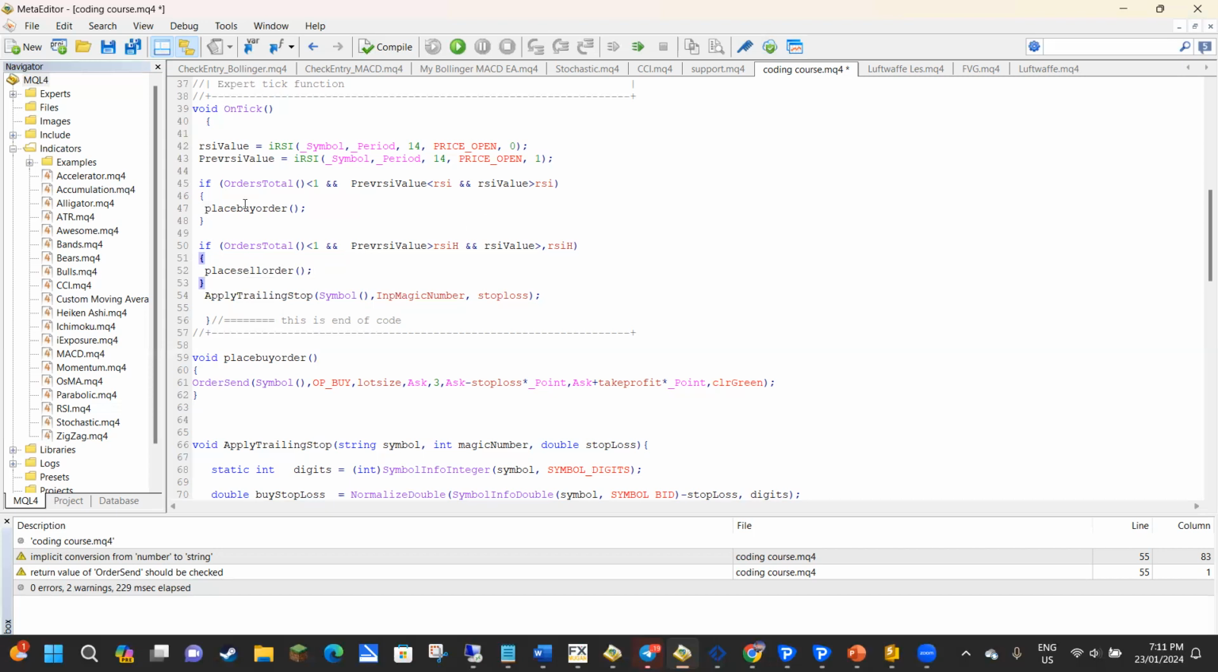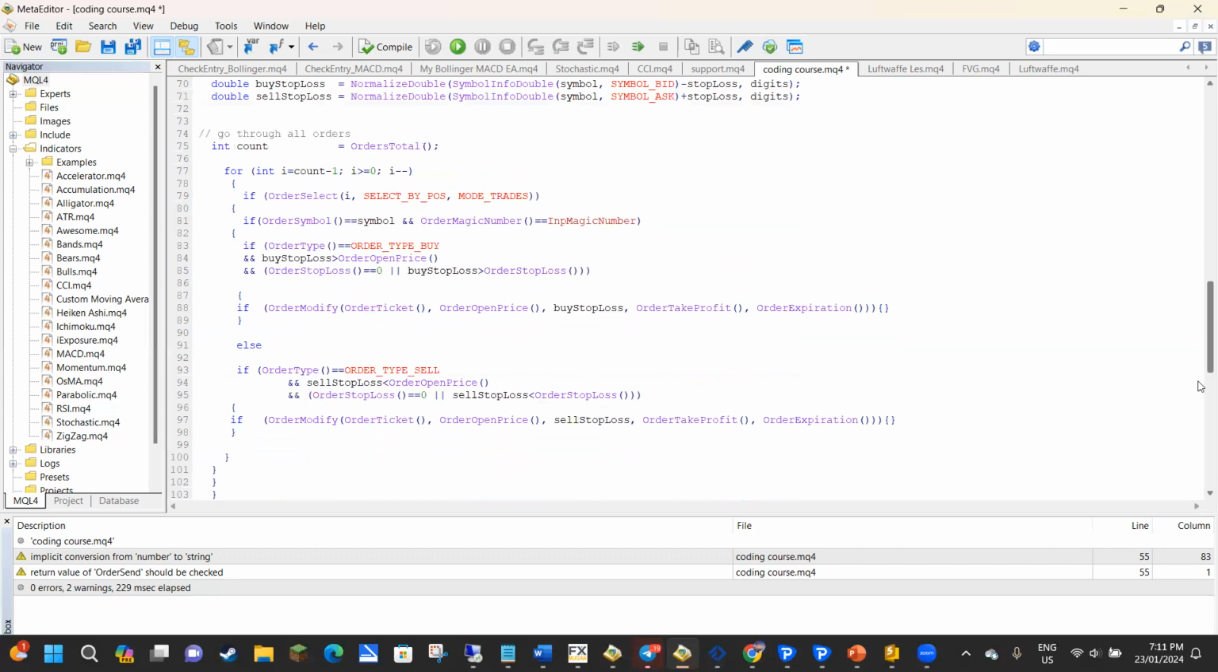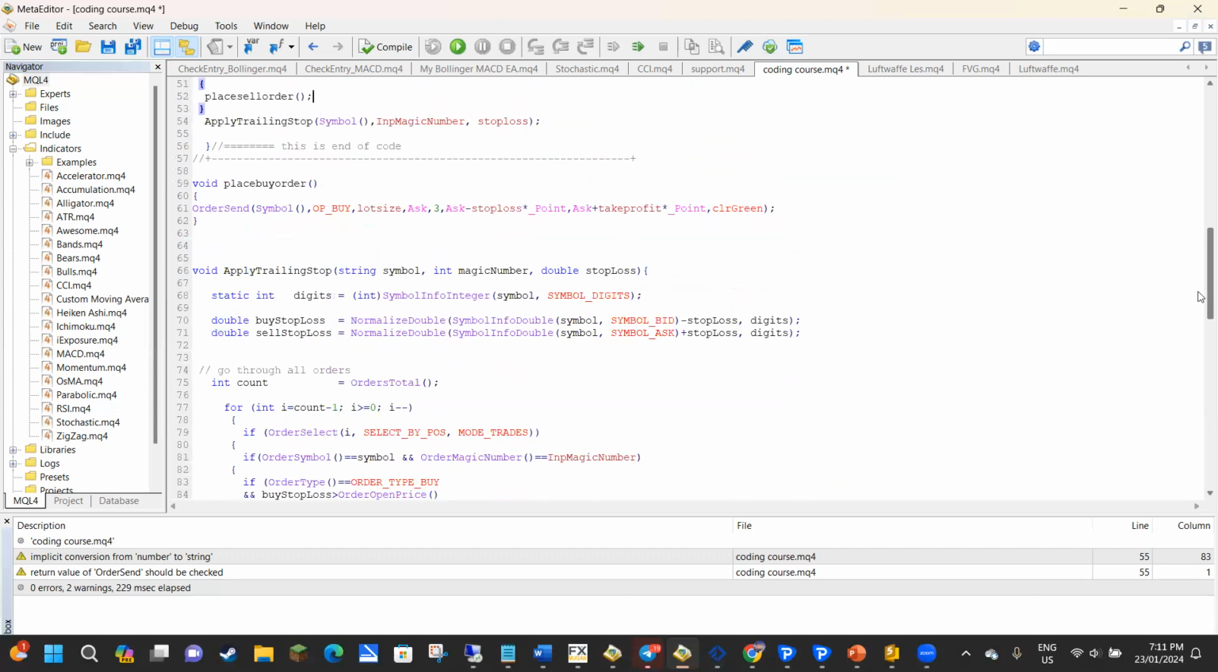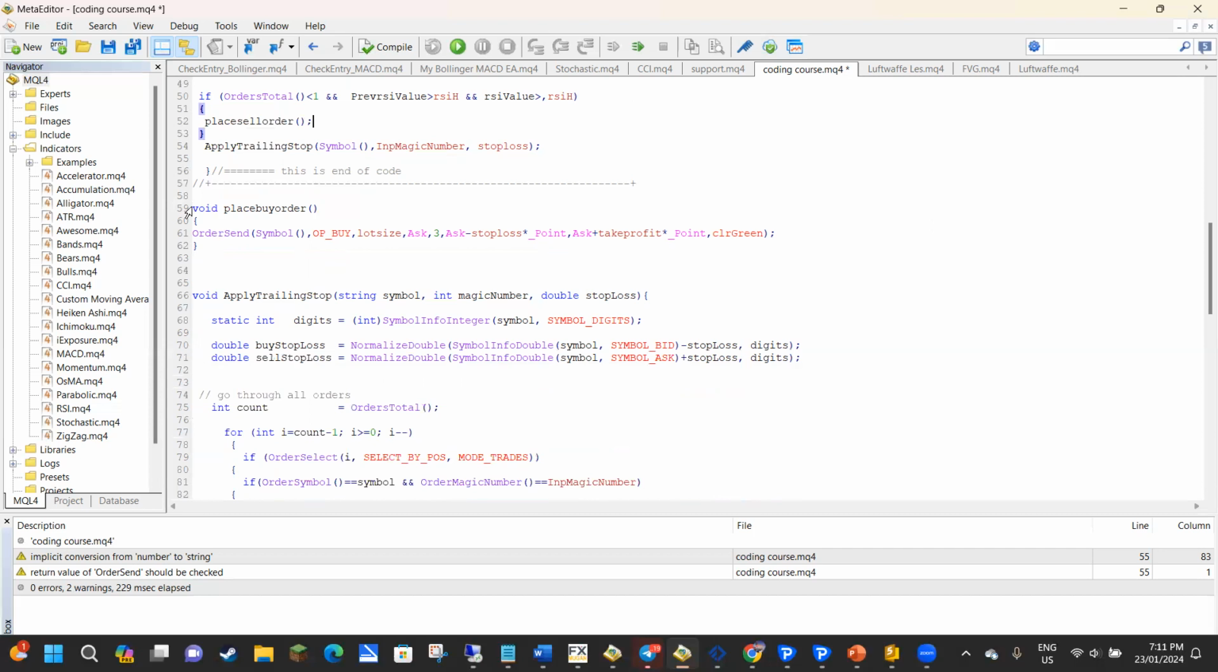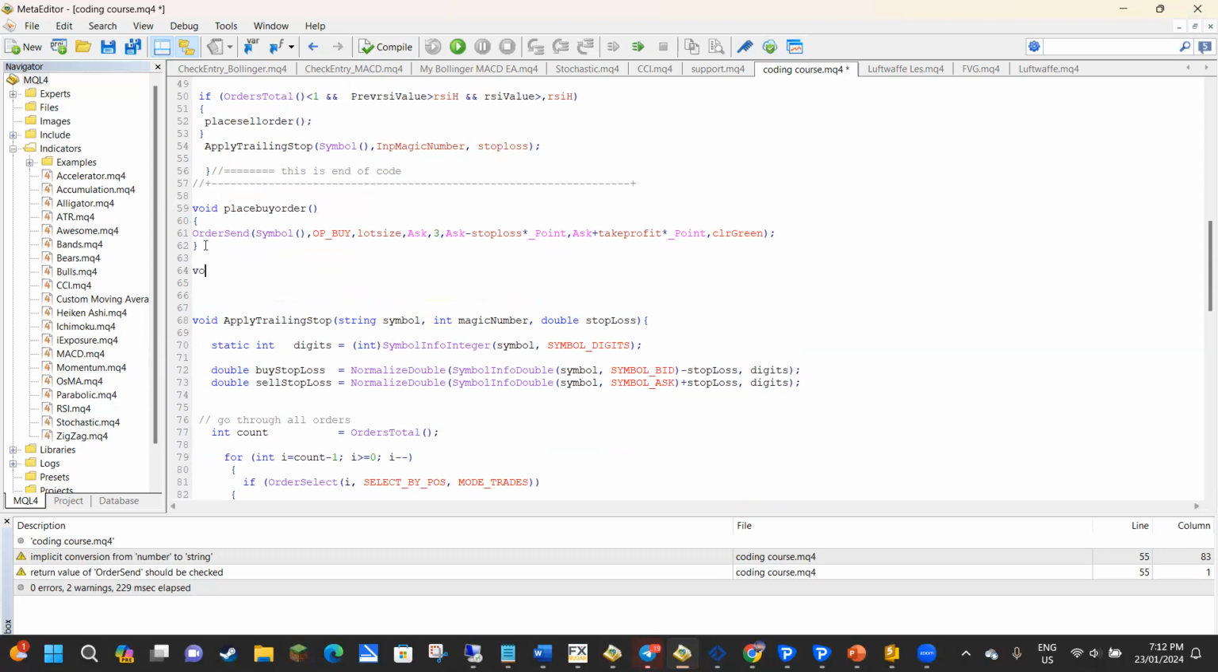And so we've got place buy order. That was a function we wrote down below this code. We need to write a similar function for place sell order to place a sell order. Where was it? It was pretty basic. Normally we'd write a bit more code, and at some stage we'll expand upon this as well. But I'm just going to do up another void.